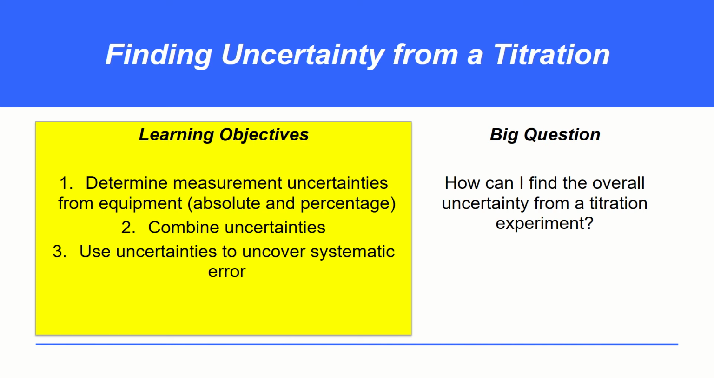Welcome to this video on finding uncertainty from a titration. This is the third in a series of videos on error and uncertainty, and in this one we're having a look at a concrete example of how we can put what we've learned in the last two videos into practice in the context of a titration experiment.